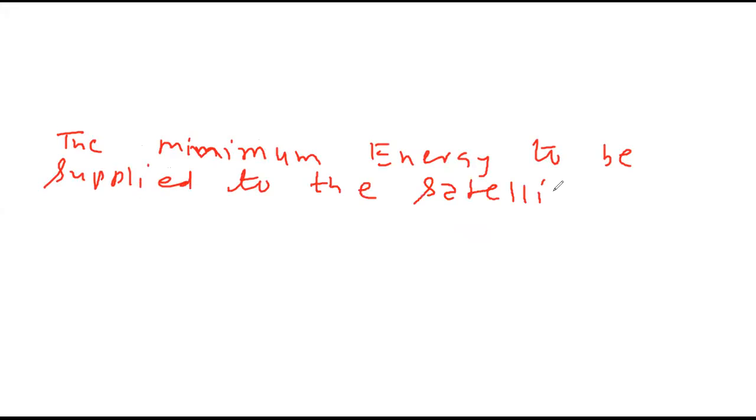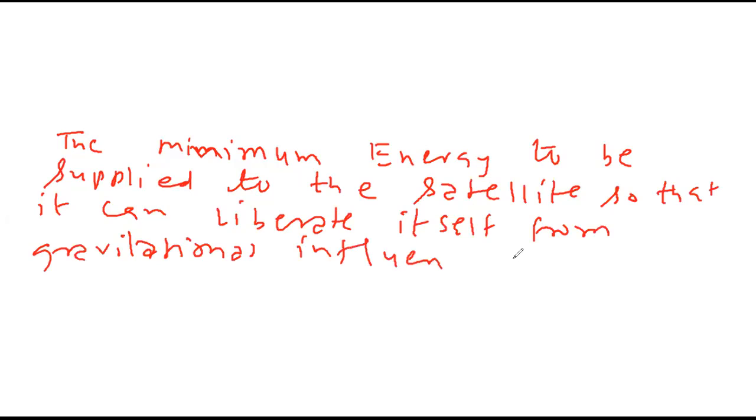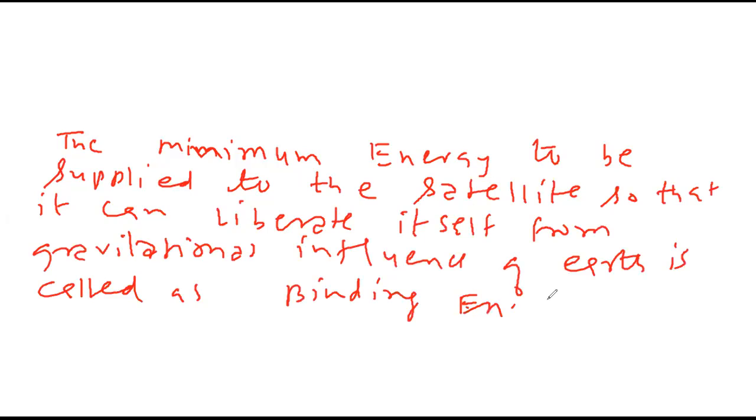satellite. The minimum energy to be supplied to the satellite so that it can liberate itself from gravitational influence of earth is called as binding energy. The minimum energy to be supplied to the satellite so that it can liberate itself from gravitational influence of earth is called as binding energy.